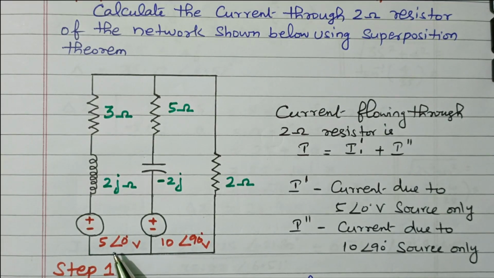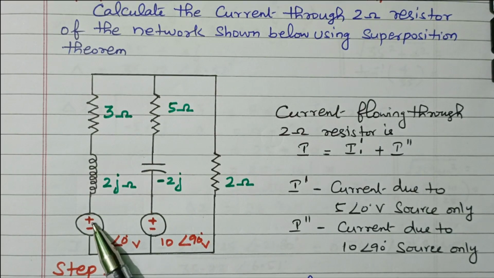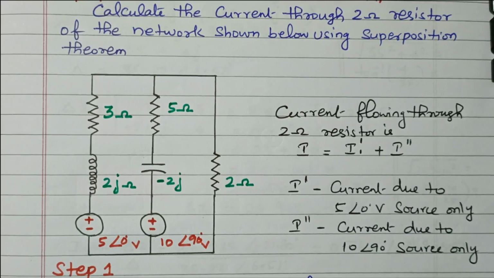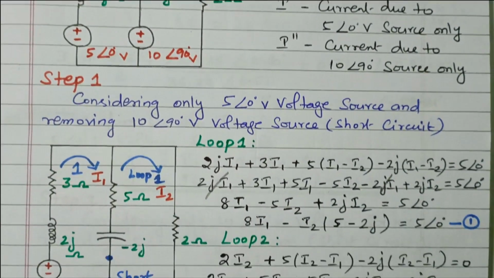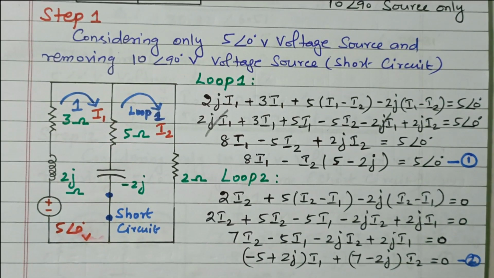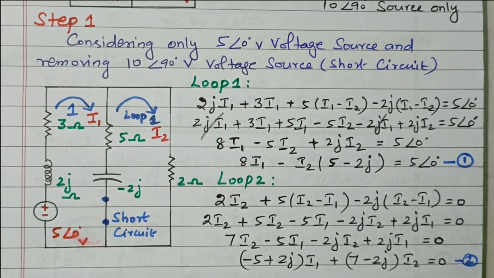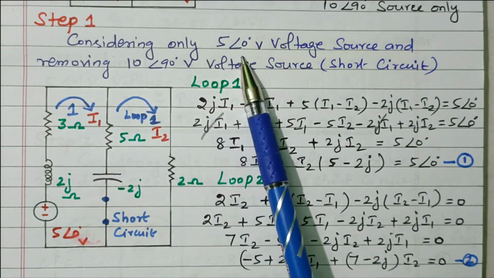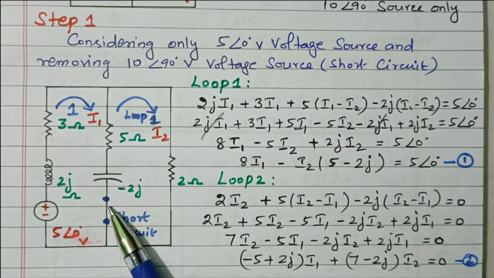So in step 1 we need to consider only the 5 volt source, and the 10 volt source is removed, that is short circuited. In step 2 we need to consider only the 10 volt source and remove the 5 volt source, that means short circuit. Now we'll go to step 1, that is considering only the 5 volt source. So step 1, considering only 5 volt source and removing the 10 volt source, that is short circuited.